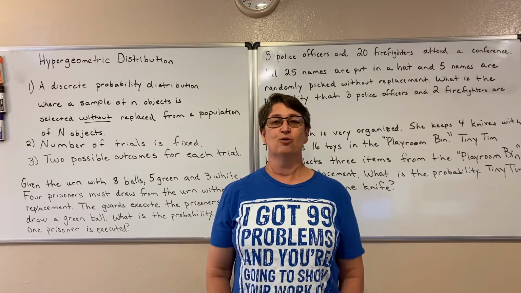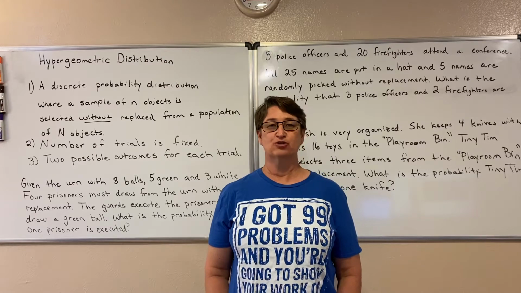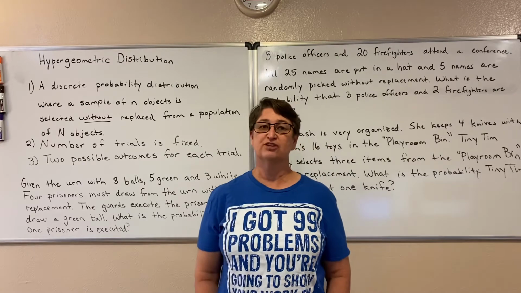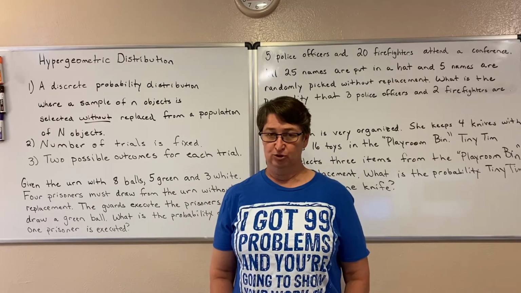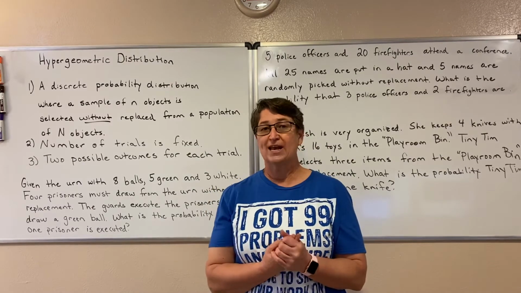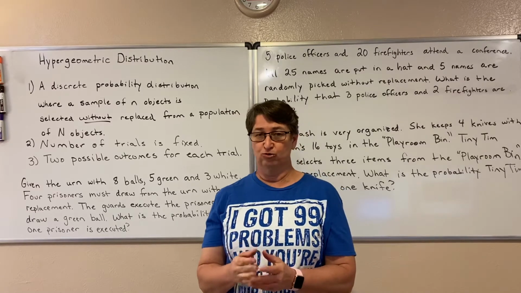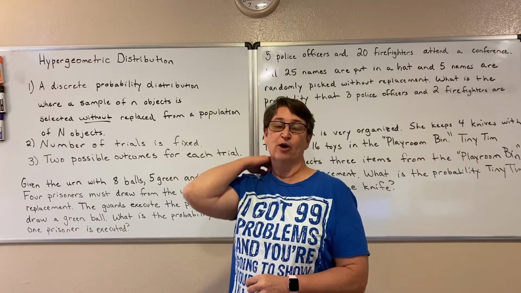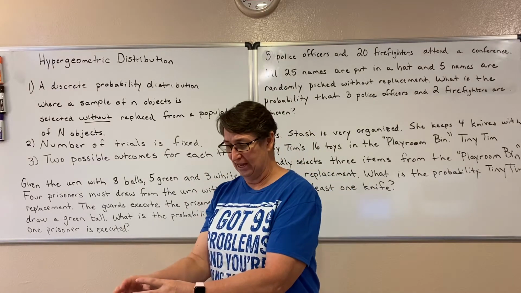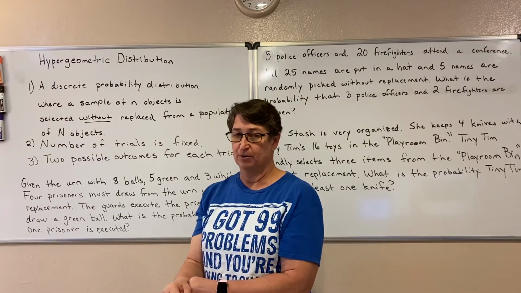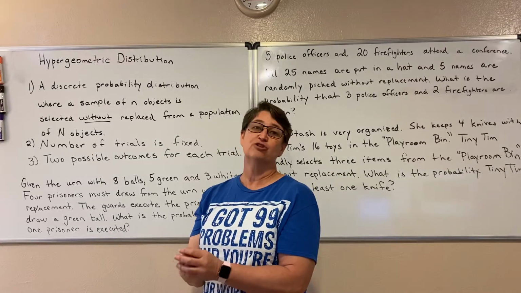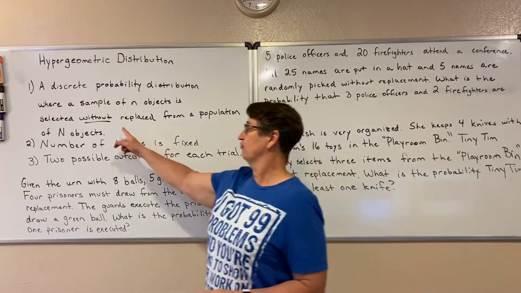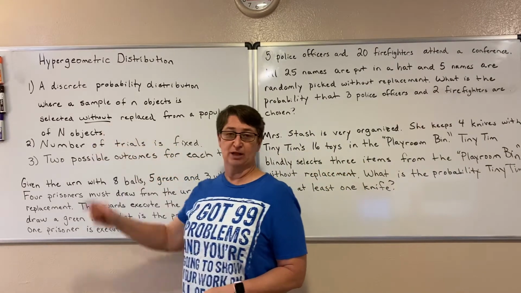In this video, we will learn about the hypergeometric distribution. The hypergeometric distribution is just a discrete probability distribution. In other words, our random variable will be countable. It's a discrete probability distribution where we have a population of items and we're going to select from that population a sample, and we're going to do that without replacement. So that's the first thing that we're looking for, is that it's done without replacement.